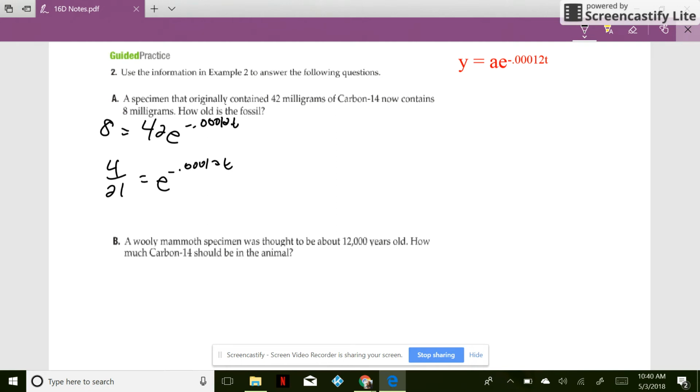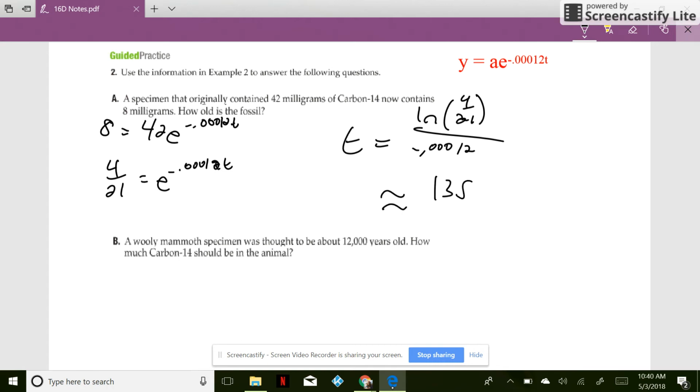So then you're going to solve this the same way we did the other ones. Take the natural log of both sides, and then you'll have to divide by that coefficient. So t is going to be the natural log of 4 divided by 21 over the coefficient, and you get an answer of about 13,819 years old.